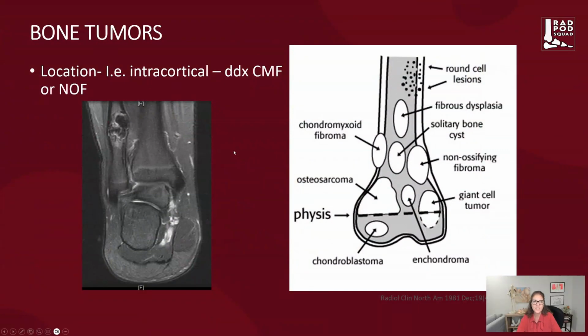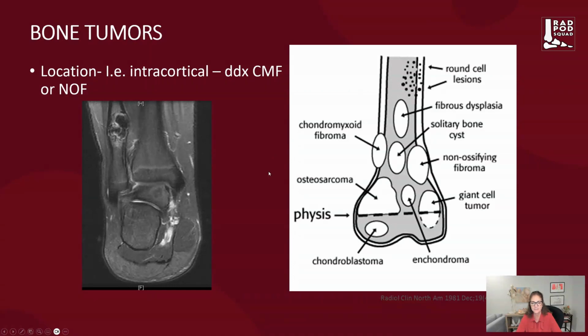Bone tumor location, where we'll be looking whether or not it's in the cortex or it's eccentric. And when it's in the cortex, we can see them in non-ossifying fibromas, chondromyxoid fibromas, or even more aggressive lesions. Here is a benign lesion with expansility. We're seeing on this post-contrast coronal T1 through the ankle, this peripheral rim enhancement in this benign appearing bone lesion consistent with a non-ossifying fibroma in this case.